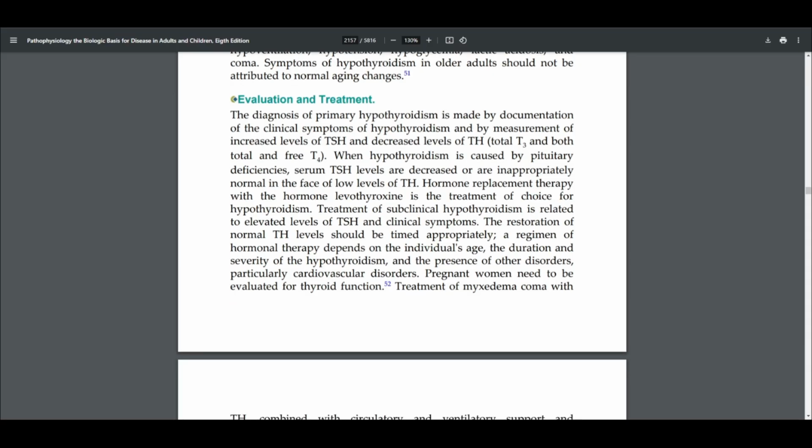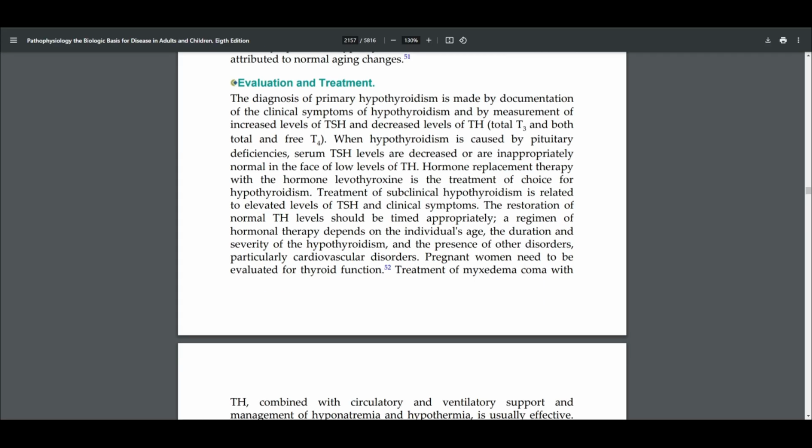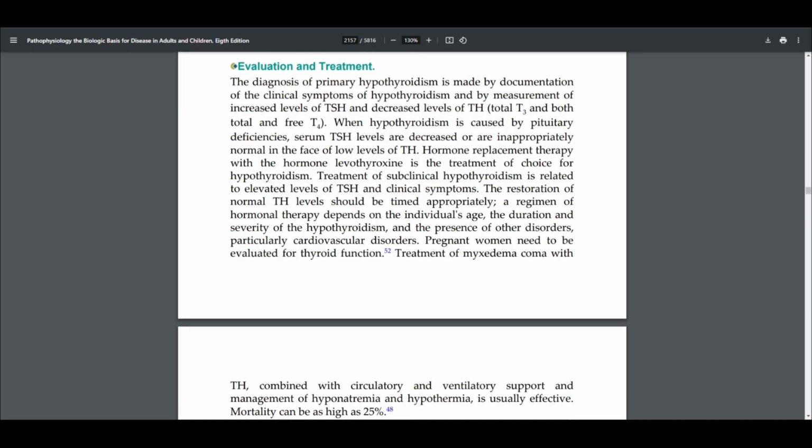So our evaluation and treatment, therefore: the diagnosis of primary hypothyroidism is made by documentation of the clinical symptoms of hypothyroidism and by measurements of increased levels of TSH and decreased levels of TH, both T3 and T4. When hypothyroidism is caused by pituitary deficiencies, your serum TSH levels are decreased or are inappropriately normal in the face of low level of TH.